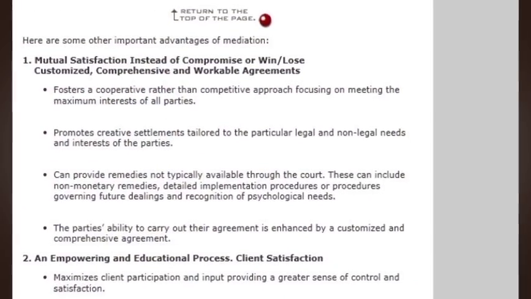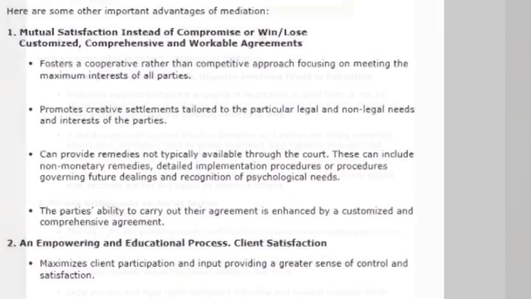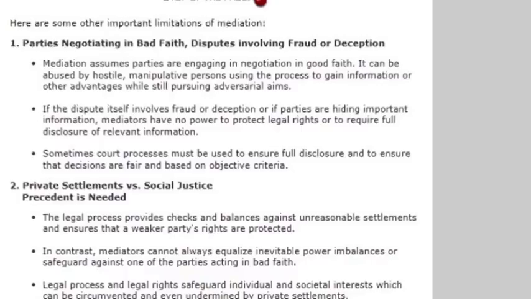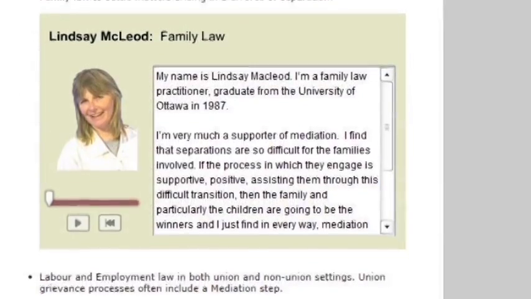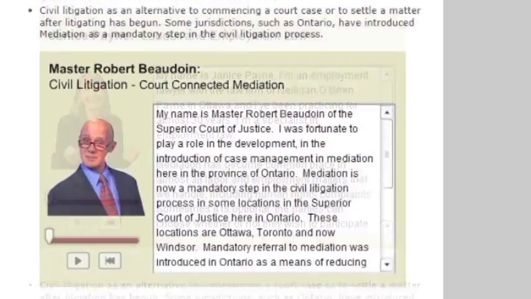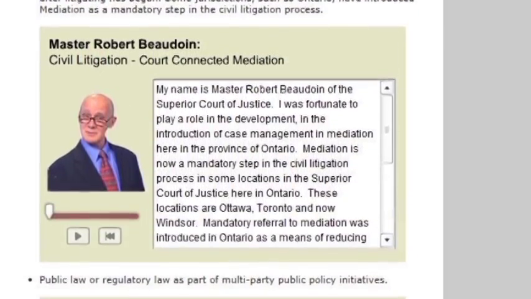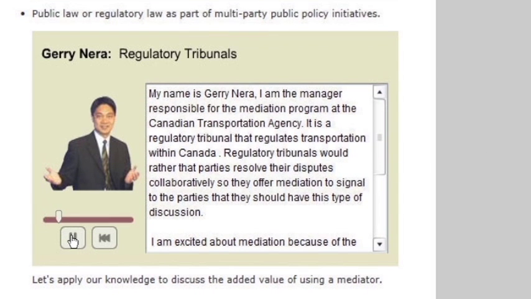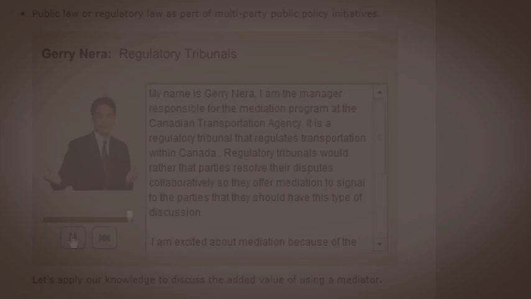The introduction then provides a basic overview of mediation and the role of the mediator. Students also hear the actual voices of several lawyers who talk about how they use mediation in their practice. Hearing directly from practicing lawyers increases the students' motivation because they see the direct relevance of mastering effective mediation advocacy skills in their future careers.